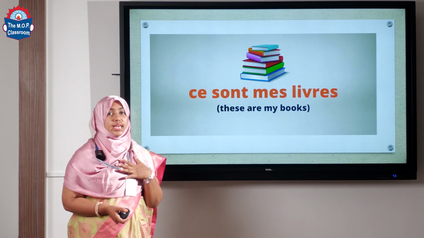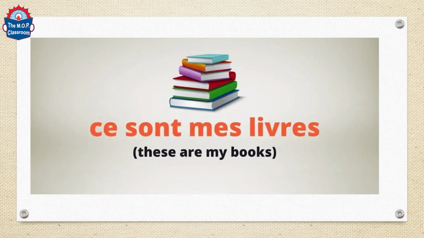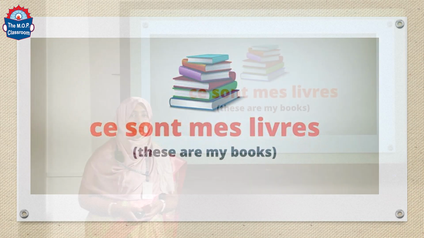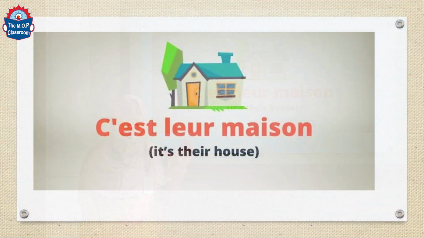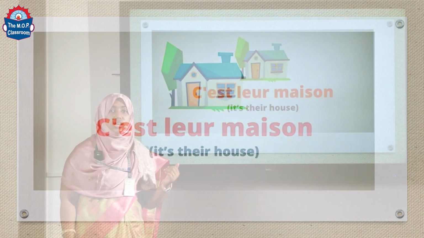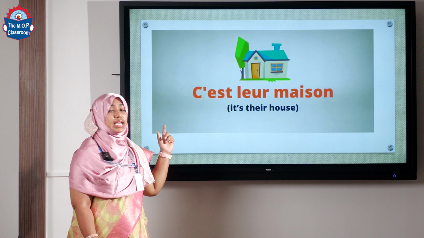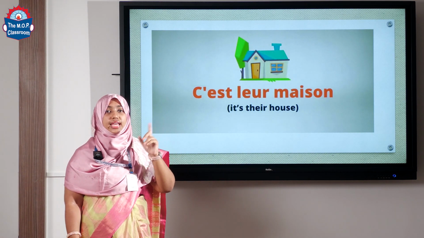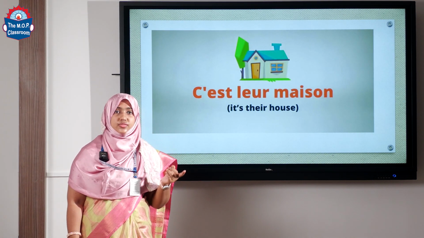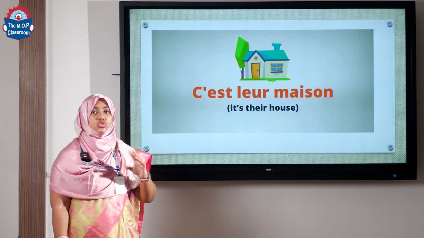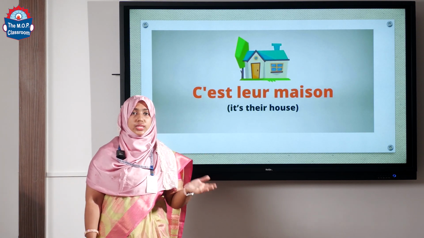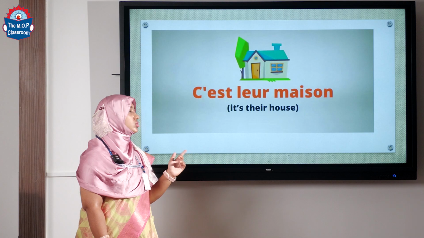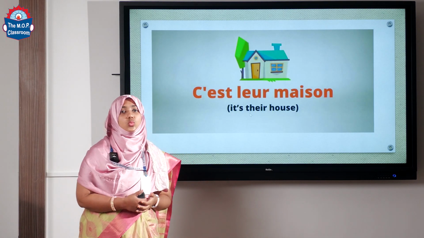Next is ce sont mes livres. These are my books. So books is plural, so we are using mes. C'est leur maison. It is their house. So house is feminine singular, but the sujet is ils or elles. So we only have L-E-U-R and L-E-U-R-S. We don't have to worry whether it is masculine or feminine. We just have to see whether it's singular or plural. Here maison is singular, so we are using L-E-U-R.